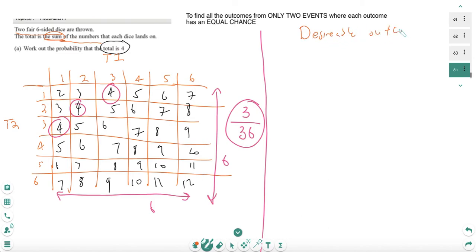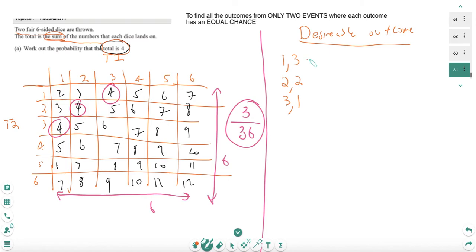Instead of drawing the sample space diagram and finding all the outcomes, let's just think of the only ways I can score a 4. Well, the only ways I can score a 4 on two dice is I can get a 1 and a 3, a 2 and a 2, and a 3 and a 1. It's pretty easy just to think of all the different ways you can score a 4. So I know there are 3 ways: 1 and a 3, 2 and a 2, and a 3 and a 1.